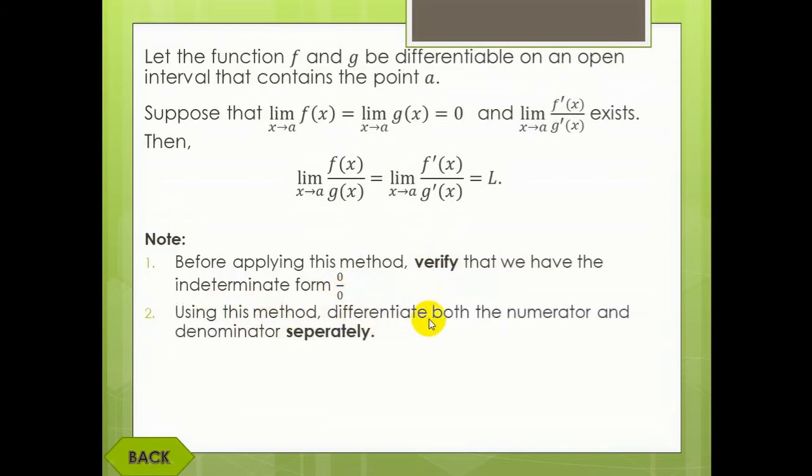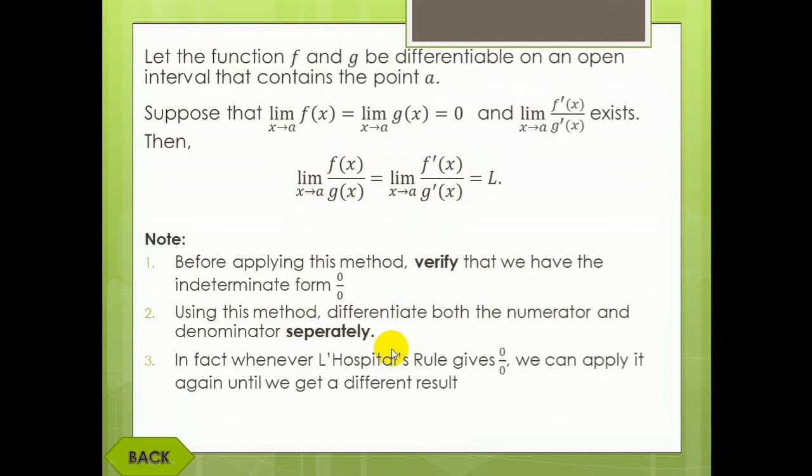Second, using this method, differentiate both the numerator and denominator separately. Remember, separately. So you cannot use the quotient rule. No, it's not allowed. You need to differentiate the numerator first and the denominator first. Third, in fact, when using this method it still gives 0 over 0, we can apply it again until we get a different result. Maybe you will use L'Hospital's rule 4 or 3 times until you get a different result, guys. Don't worry, that is the step until we get the result.